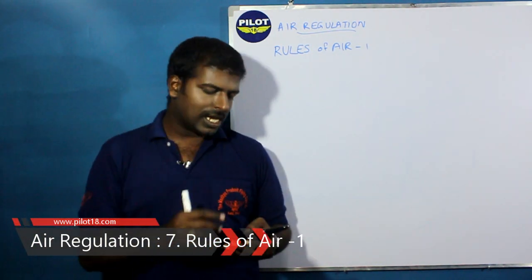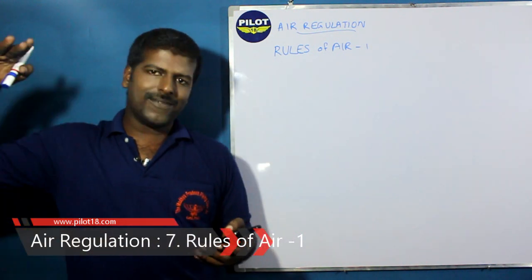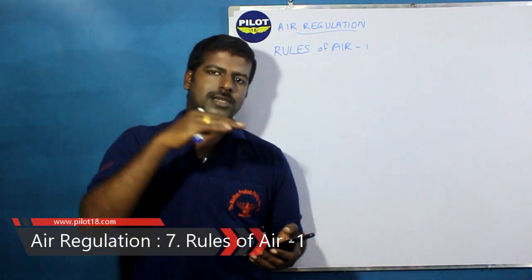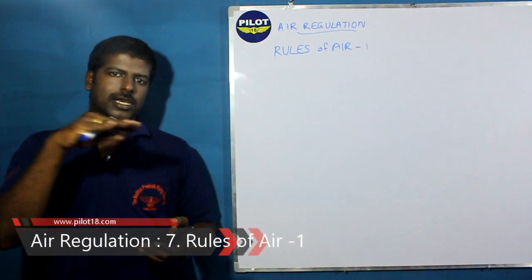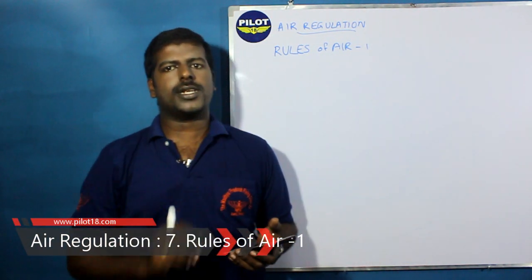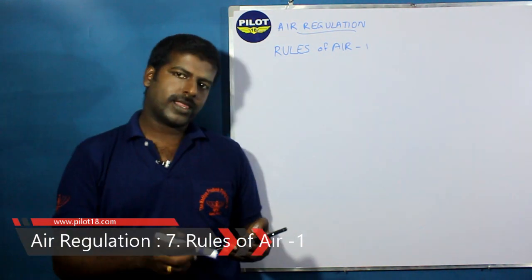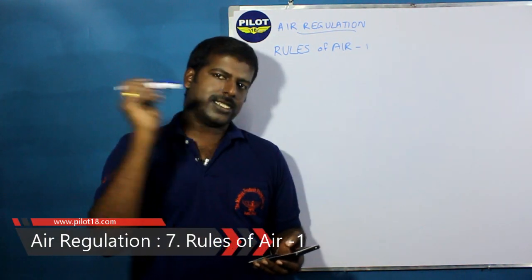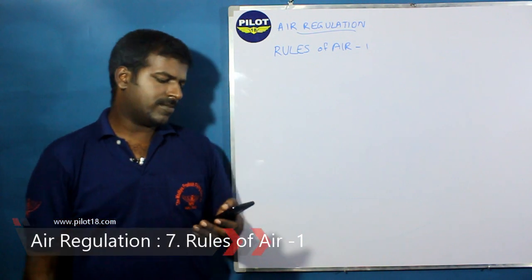Then comes cruising levels. Cruising level means the level at which an aircraft cruises, at which the aircraft travels horizontally to the surface of the earth most of the time when it is traveling. It is not in the climb or descent phase, it is the cruising level. Okay.